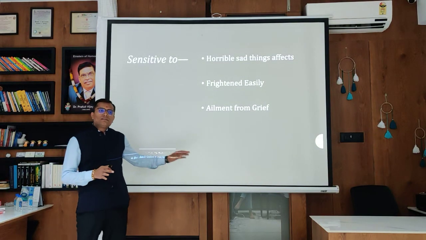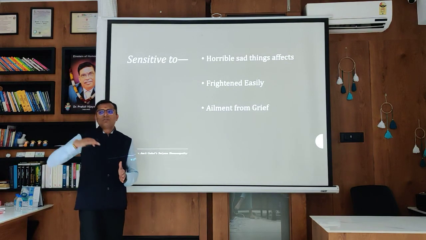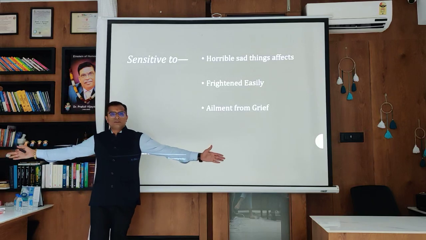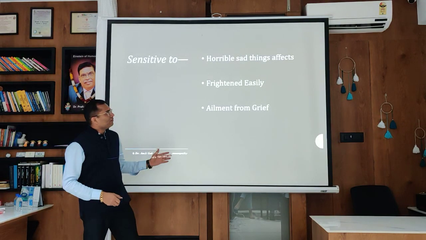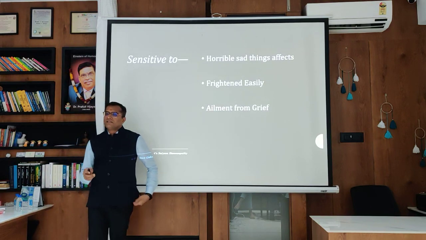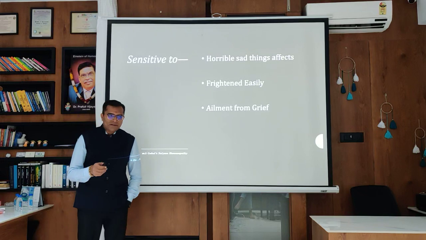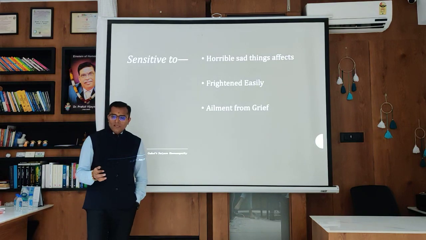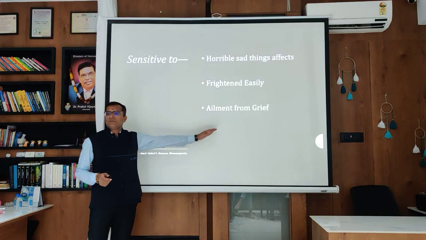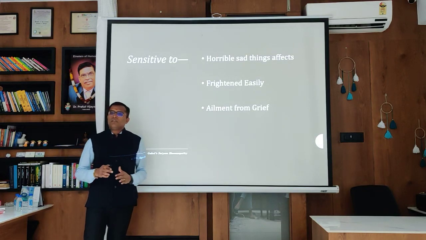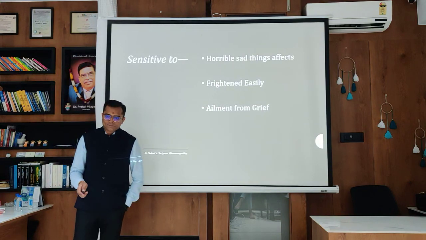I said that the sora of the carbon is very less. But when it goes into psychosis, it is a vast psychosis and finally ends up into syphilis. So what are the sora of this? The sora of that is they are sensitive to horrible sad stories, like Calcarea. They are easily frightened. And most of the time the chronic soropsychotic ailment is called grief, which can lead to obesity. So they are sensitive to these three things.